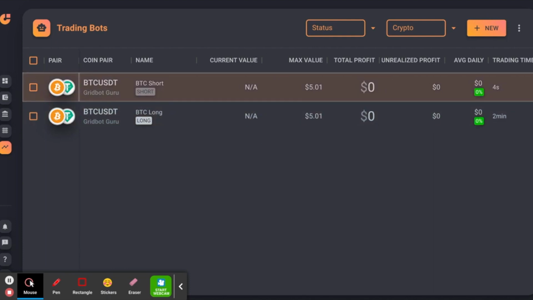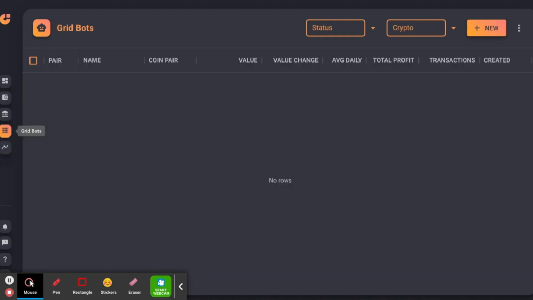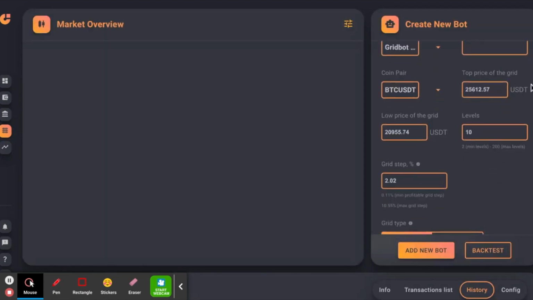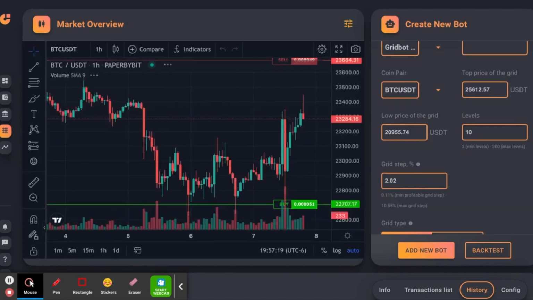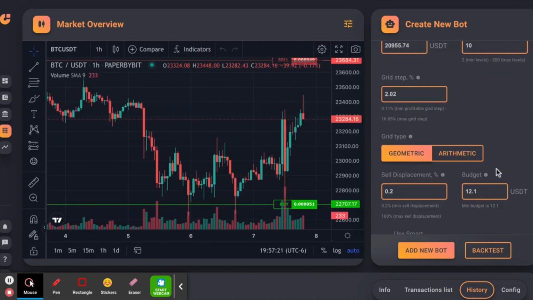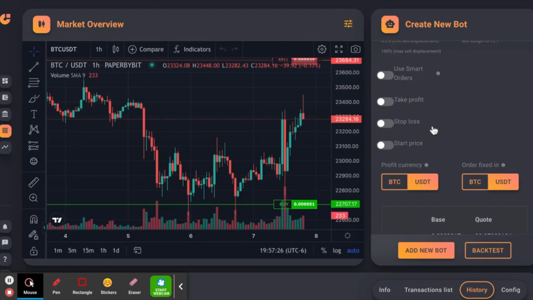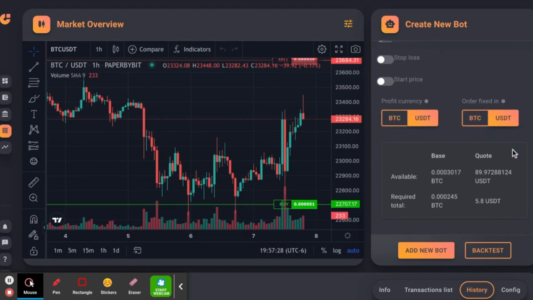So again, I think this has amazing potential. I don't have a grid bot. If you were wanting to set one up, you could very easily: low price, high price, number of levels, grid step, geometric or arithmetic, use smart take profit, start price. All of this information you can do, and you can have it customizable.